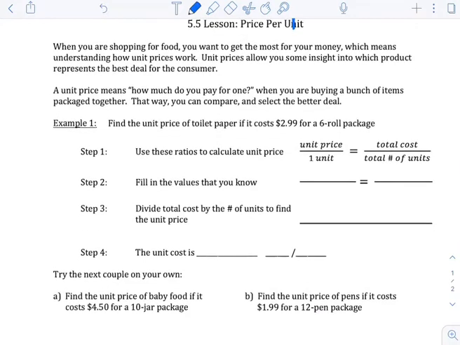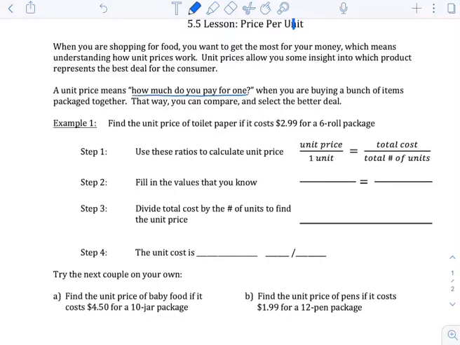It says, when you're shopping for food, you want to get the most for your money, which means understanding how prices work. Unit prices allow you some insight into which product represents the best deal for you. A unit price means how much you pay for one, because if it's cheaper for one compared to another, buy the cheaper one, right? As long as everything stays the same. When you are buying a bunch of items packed together, it's best to figure out how much it costs for one. That way you can compare and select the best deal.